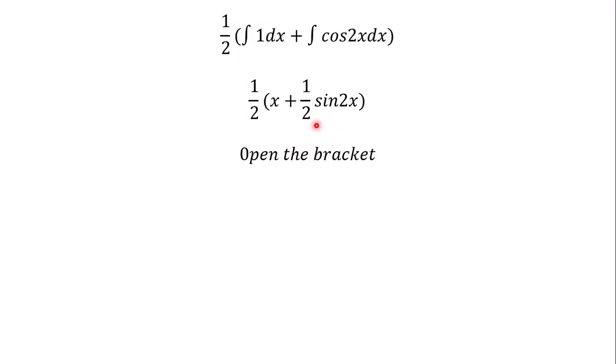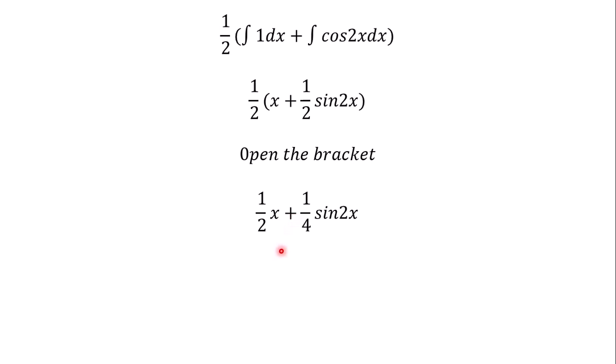Now we open the bracket by multiplying this one by this and then this by that. When you multiply this by this, we are going to get half x, and then when you multiply this one by this, you are going to get 1 over 4 sine 2x. Now this is the answer for integration B.